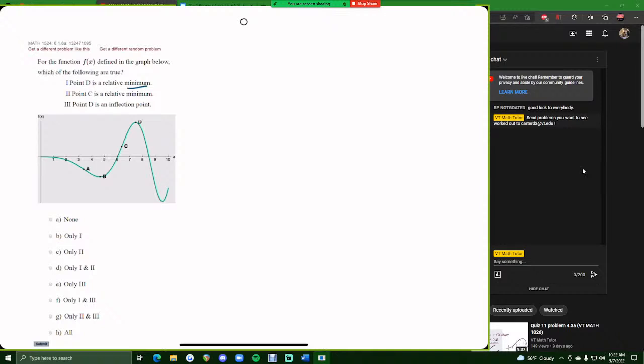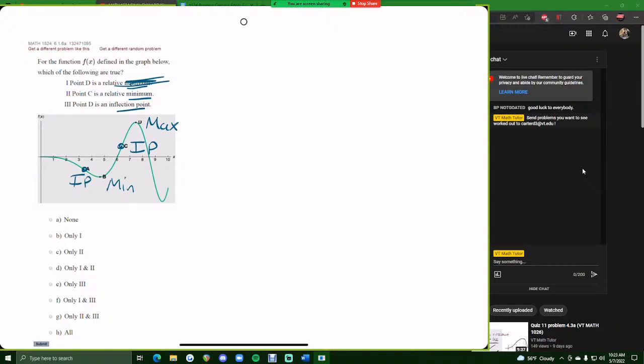Anytime they're talking minimums, inflection points, maximums, things like that, all the low points are minimums, all the high points are maximums. All the values in between can be considered inflection points in these problems. Again, inflection points are where concavity changes. So, what do they say? D is a relative min. That's false. It's a max.